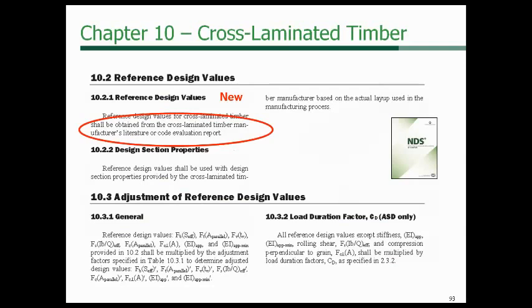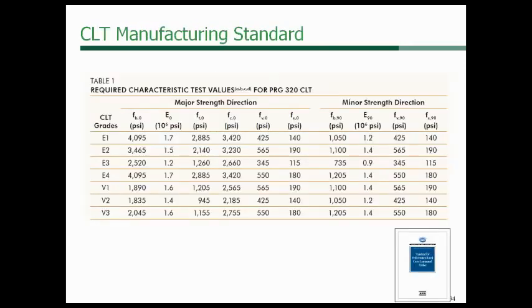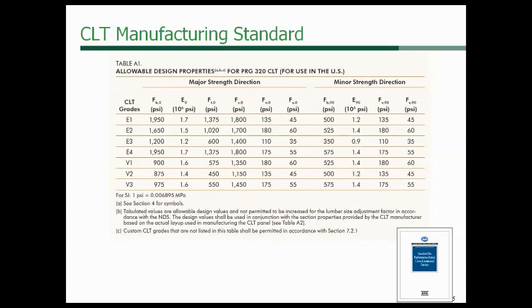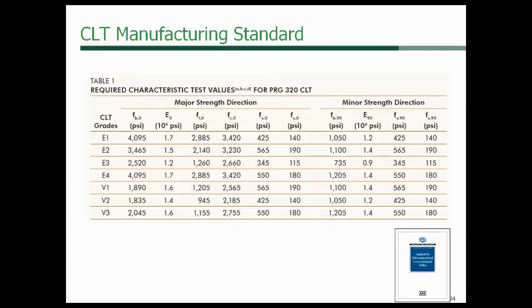As I mentioned, those reference design values have to come from the manufacturer's literature or an ESR. So the information is available. As I said, there are minimum required characteristic test values for these different CLT grades, and this is in PRG 320. And these are going to be in section 8.5 of the standard.